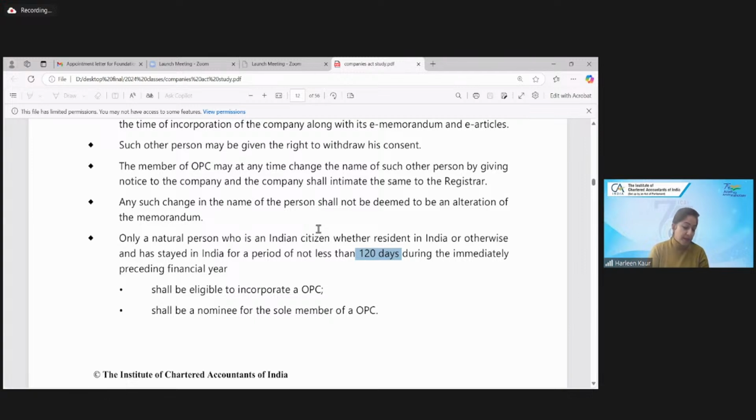Vedant Gupta is asking, ma'am, American stayed for 120 days. Can't become, but if NRI is opening, then he can. So if American, he's a foreign citizen, he cannot open up an OPC. You keep staying for 120 days, 100 days, whatever you want. Indian citizen can only open up an OPC.